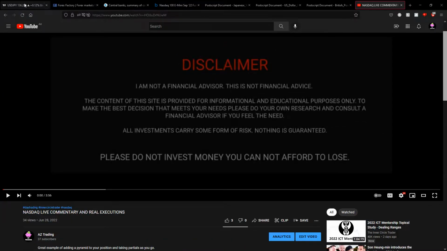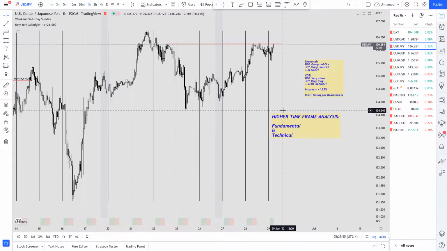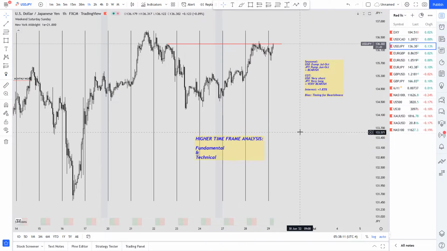He asked if we could shine some light on our higher time frame concepts. So when it comes to higher time frame, we think about fundamental analysis and technical analysis. So there's two things to keep in mind. With fundamentals, what I think of is seasonal tendencies, the commitment of traders reports, and interest rates. We can start with interest rates because that one's quite simple.